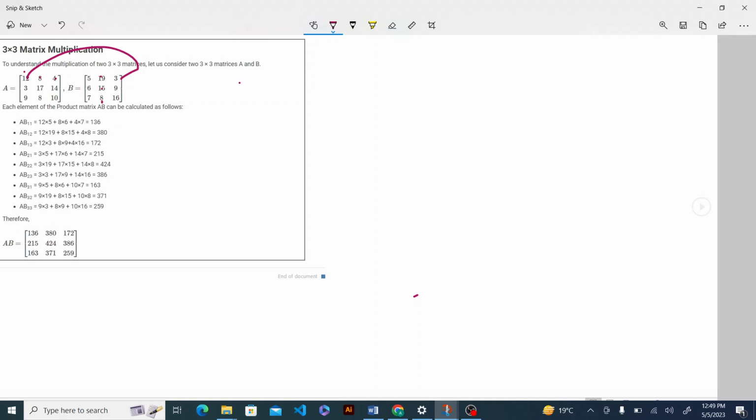So 12 and 3, 3, and then 8 and 9, 8 and 9, and then 4 and 16, 4 and 16. They will multiply: 12 times 3 is 36, 8 times 9 is 72, and 4 times 16 is 64. And then they will be added up, and the answer will be 172.